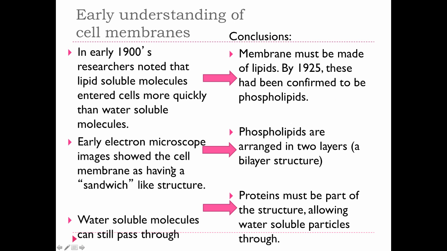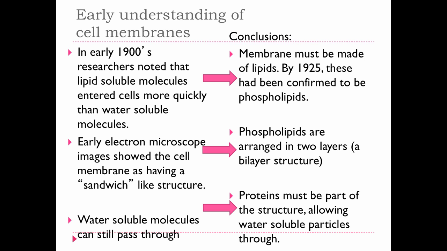So early understanding of the cell membrane, I'm going to do the same thing I did with the Darwin note earlier. We're going to look at the observations, and the conclusions or inferences that were made from those observations. In the early 1900s, researchers noted that lipid-soluble molecules entered cells more quickly than water-soluble molecules. That led scientists to believe that the membrane probably consisted of lipids. And by 1925, they could confirm that those were phospholipids.